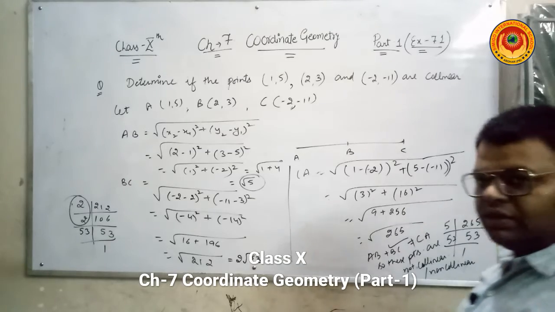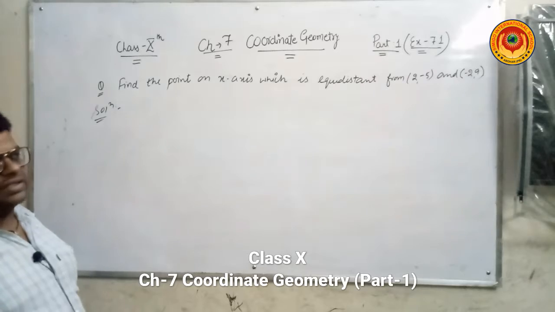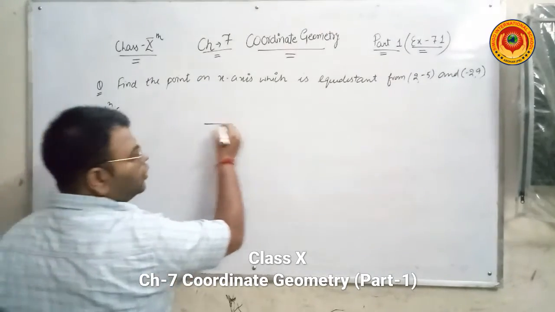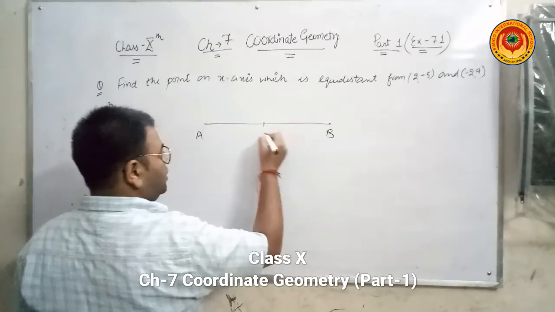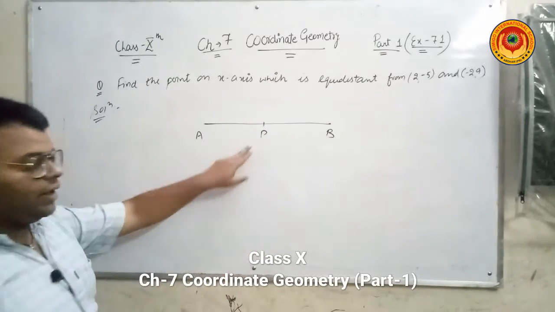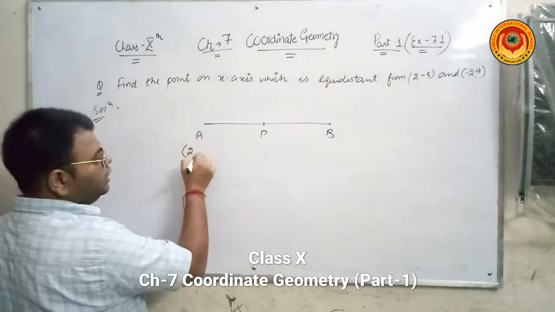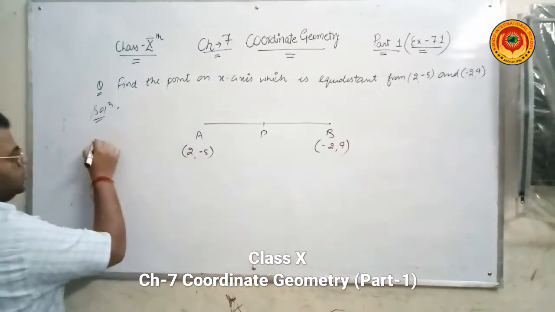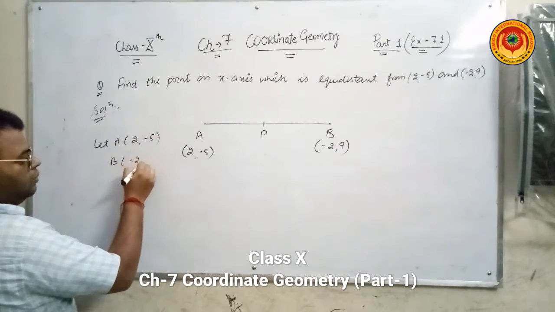Very easy question. Okay, so next question is find the point on x-axis which is equidistant from 2 comma minus 5 and minus 2 comma 9. So first of all, draw a rough diagram. Give it a name as A, B and P. Suppose your P point is equidistant from A and B. What is your A? 2 comma minus 5. What is your B? Minus 2 comma 9. So just write down, let A 2 comma minus 5, B minus 2 comma 9.